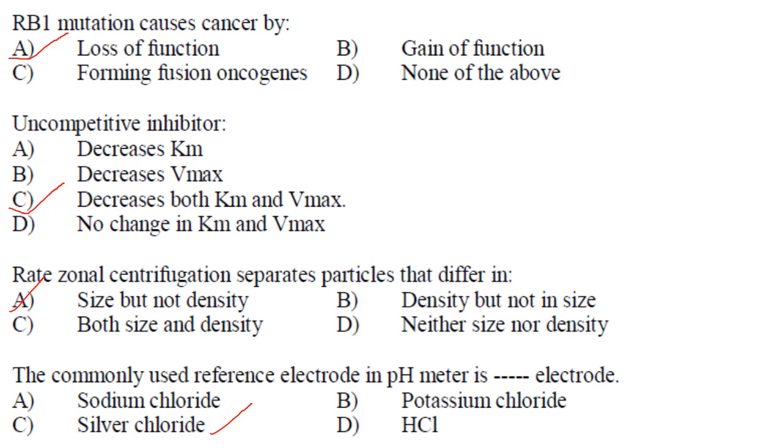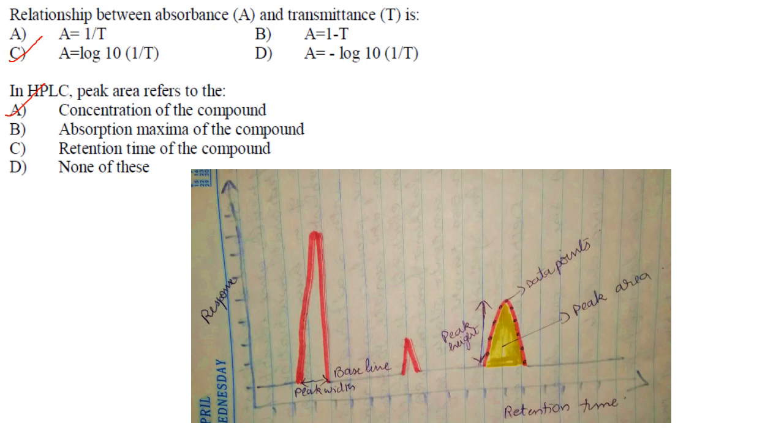Answer is option A. The commonly used reference electrode in pH meter is dash electrode. It is silver chloride. Answer is option C. Then relationship between absorbance and transmittance is option C. A is equal to log to the base 10 1 by T.